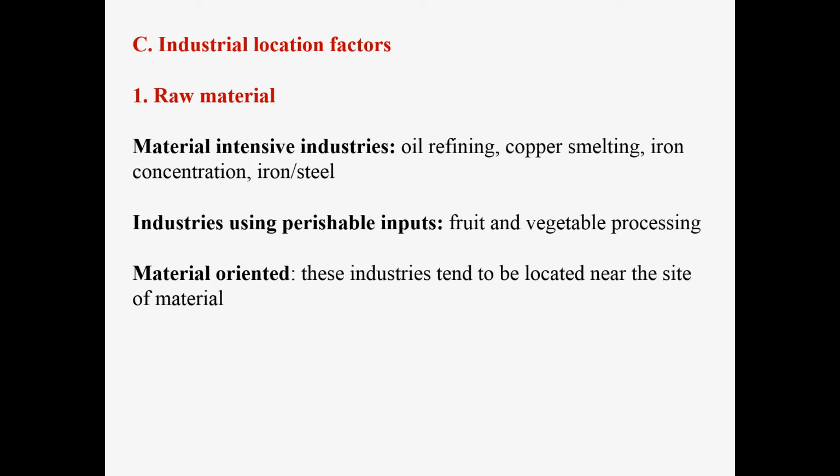Then industries using perishable inputs, fruit and vegetable processing is very understandable. So those raw material intensive industries, also industries that use perishable input, they should be close to the site of raw material. So we call them material-oriented industries. Okay, and the purpose is to save the shipping costs.